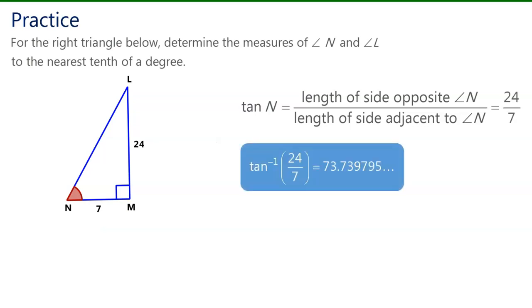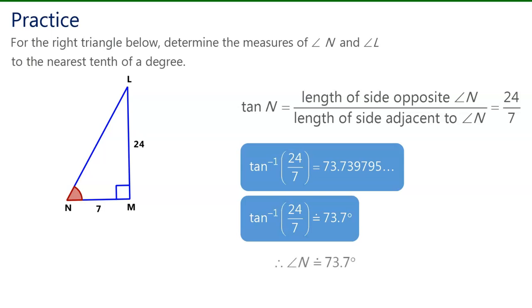Now to find the angle, we do the inverse tan of 24 over 7 to get 73.739795 continuing. Rounding this to one decimal place, we get around 73.7 degrees. So angle N is around 73.7 degrees.